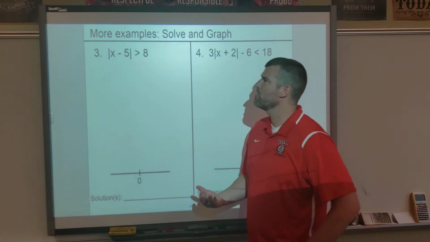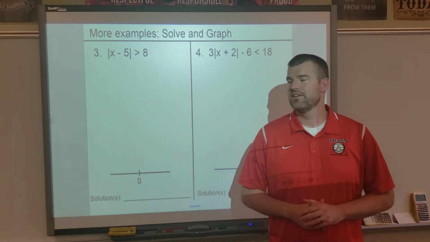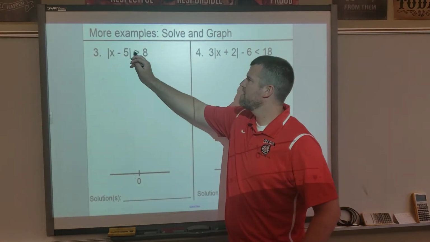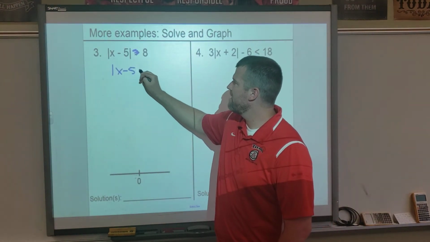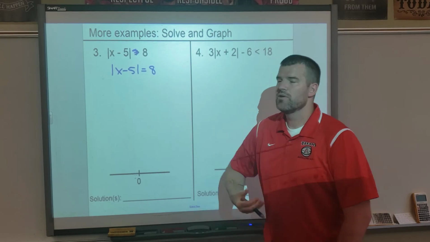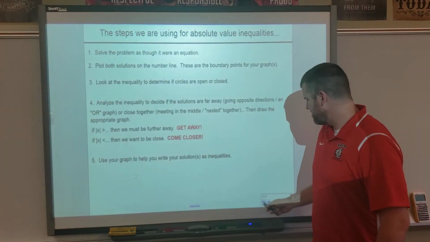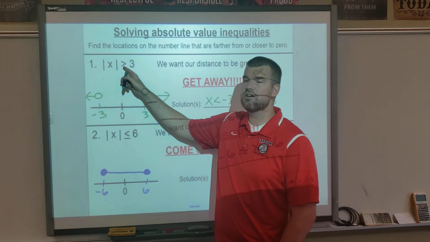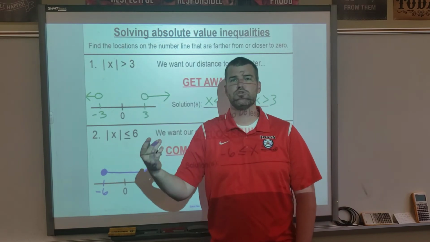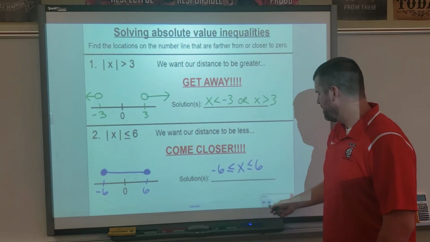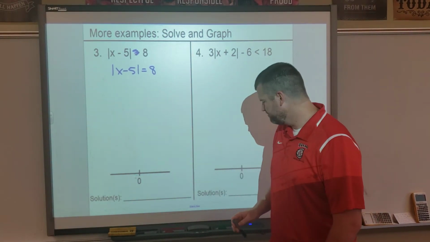So the first thing I'm going to do is solve it as though it were an equation. So I'm going to ignore this sign right now, and I'm going to solve the equation absolute value of x minus 5 equals 8. When we solve it, we're actually finding the 2 boundary points. So if this said absolute value of x equals 3, we'd be at -3 or +3. That's why I put the 2 boundary points on those spots. This one we have to do a little bit of work to find where those boundary points would go.